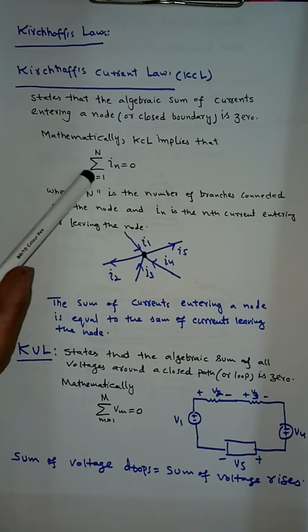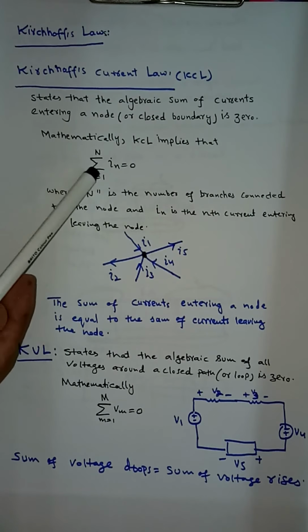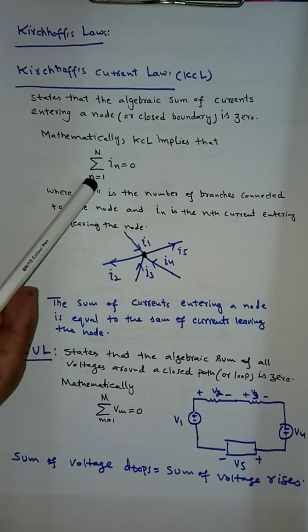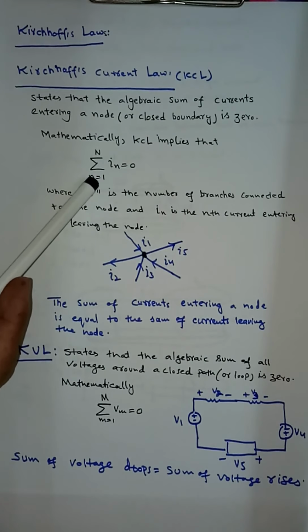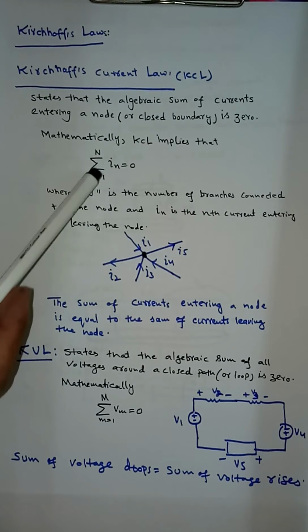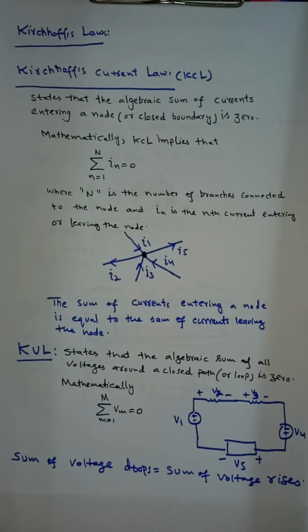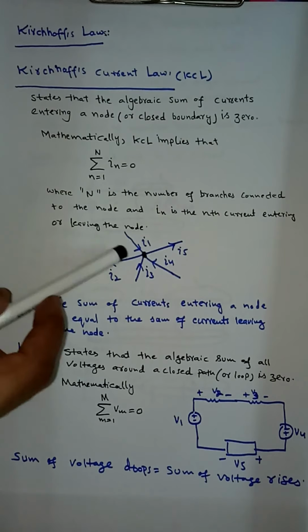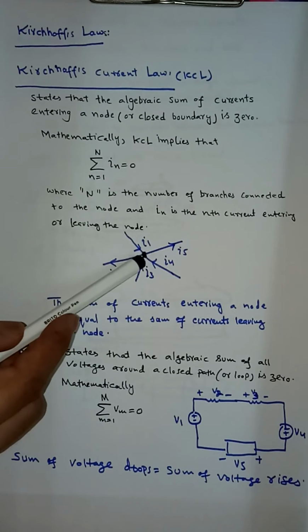So mathematically you can write Kirchhoff's current law as the summation of i_n, with n from 1 to N, equal to 0. N is the number of branches, so it represents how many branches we have in a circuit. The second one, i_n, is basically the nth current entering or leaving the node. In this particular example you can see that we have a number of currents that are entering or leaving a closed boundary or a node.